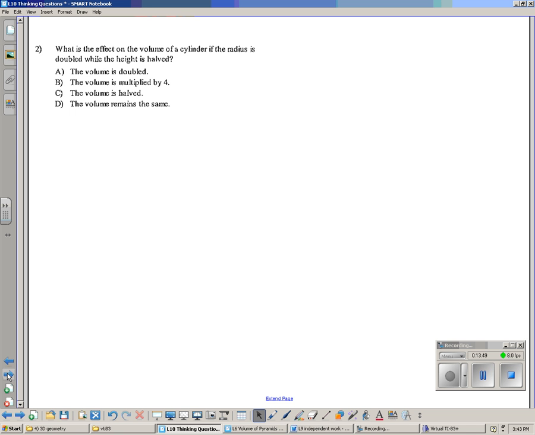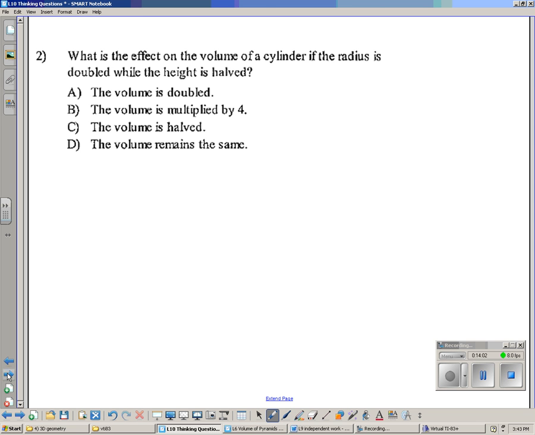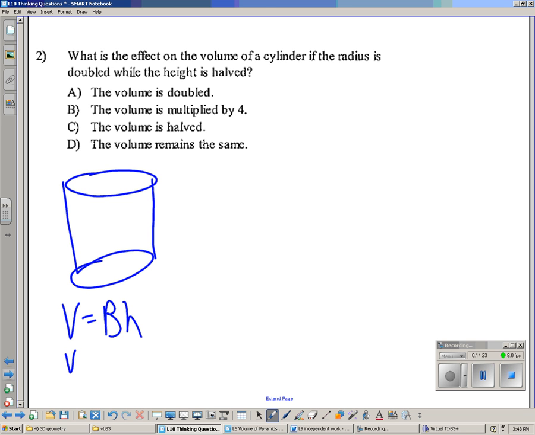We did number 1 in class. Number 2, I did it with 9th period, but I didn't end up doing it with 4th period. So number 2 says, what is the effect on the volume of a cylinder if the radius is doubled while the height is halved? Well, a strategy we can do with this is to pick a cylinder and pick nice numbers for the height and the radius, and then do what the problem says and come up with an example. Remember, the volume of a cylinder is big B times H, which is pi r squared H because we have a circular base.